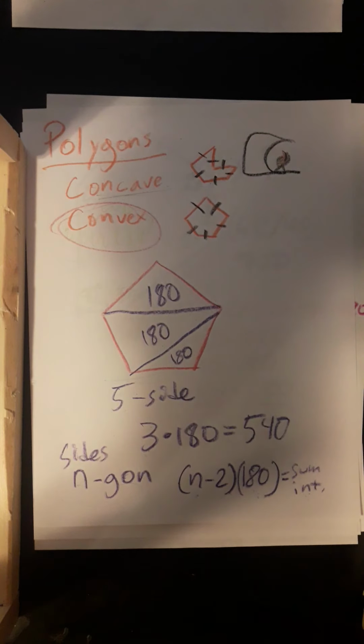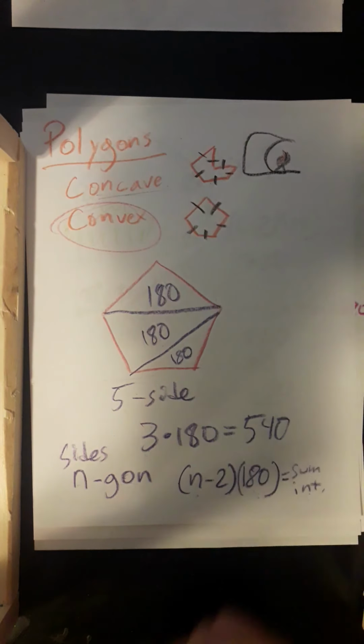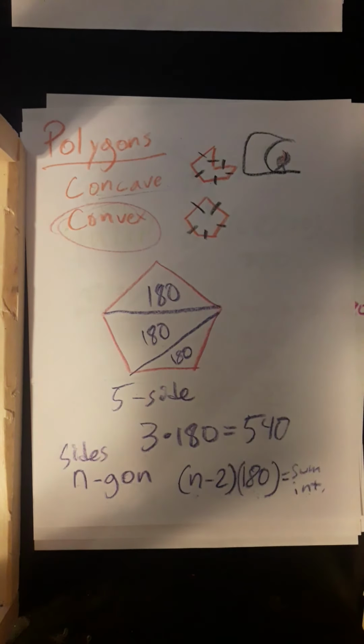So when you don't have a concave polygon, you have what's called a convex polygon, and we'll be exclusively working with convex polygons today. Both regular and irregular. Remember, regular just means that all the sides are the same, and all the angles are the same for a convex polygon.